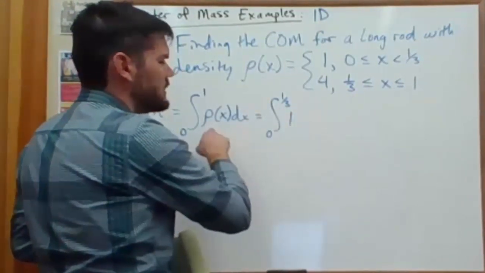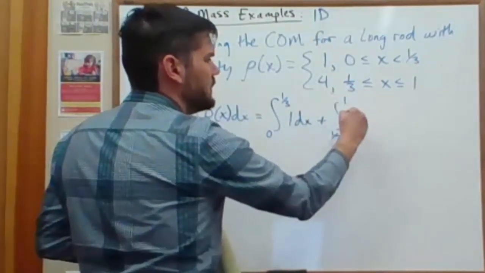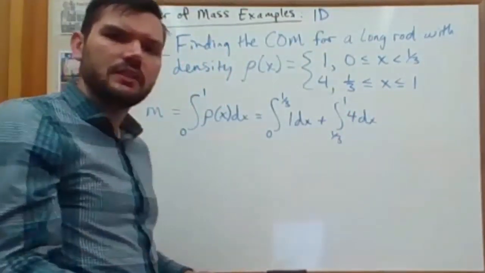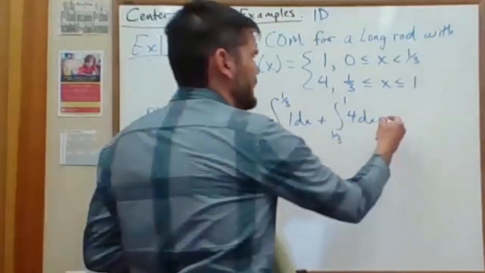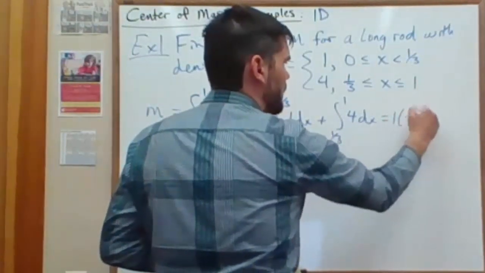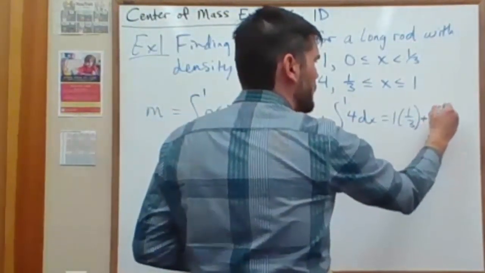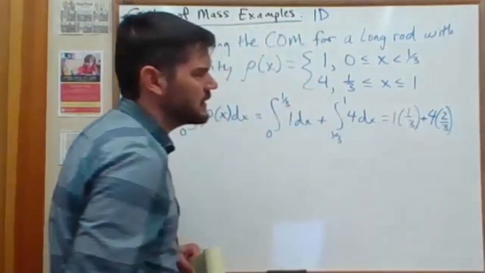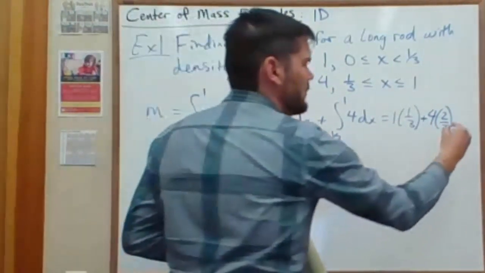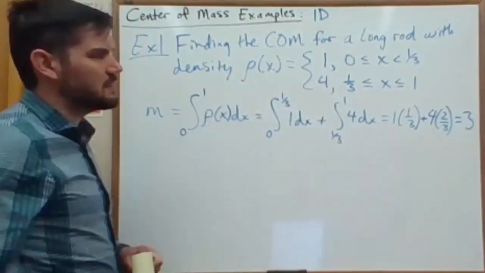0 to 1/3, we have our density function of 1. And then from 1/3 up to 1, we have our density function of 4. Now, because these are integrals of constants, we can integrate them really nicely. We end up just getting 1 times the difference. So that's 1 times 1/3. And then 4 times the difference in that length. 4 times 2/3. And if we add those together, we get 1/3 plus 8/3, which is 9/3, also known as 3. So we have our mass of the object.